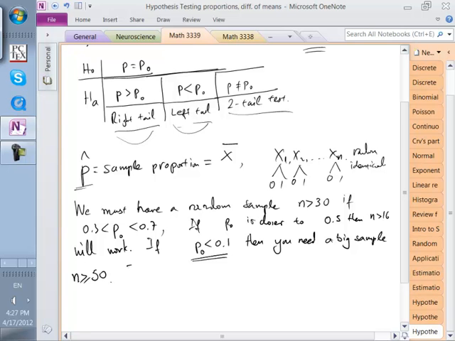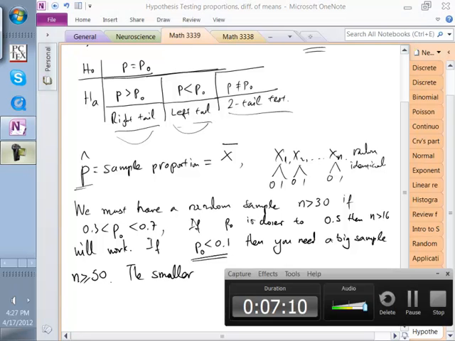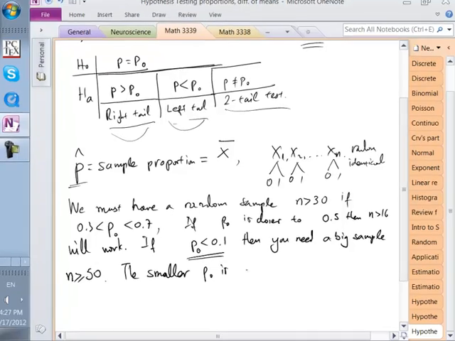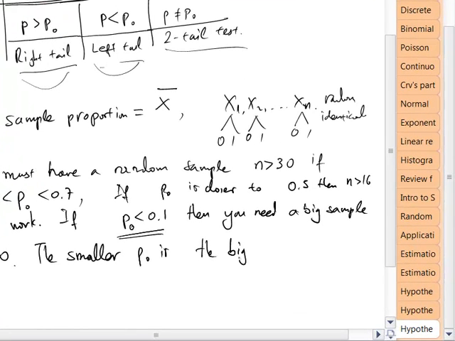Okay, so there is no way that this will not work. It will work. The problem is the size of the n. That's where the problem is. The smaller p sub 0 is, the bigger n should be.